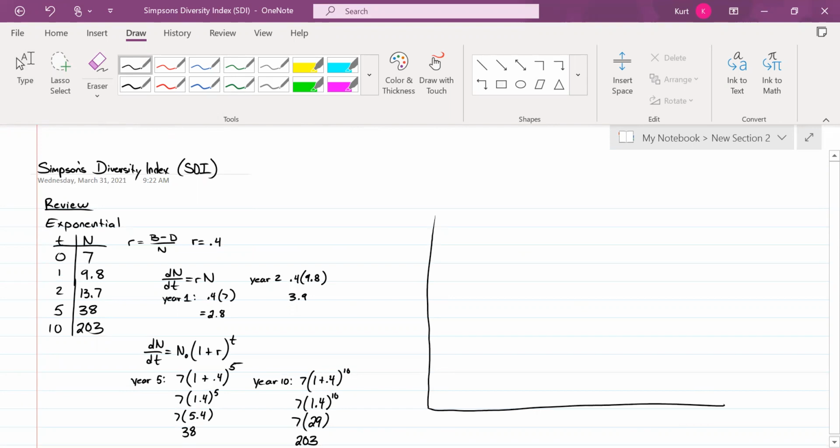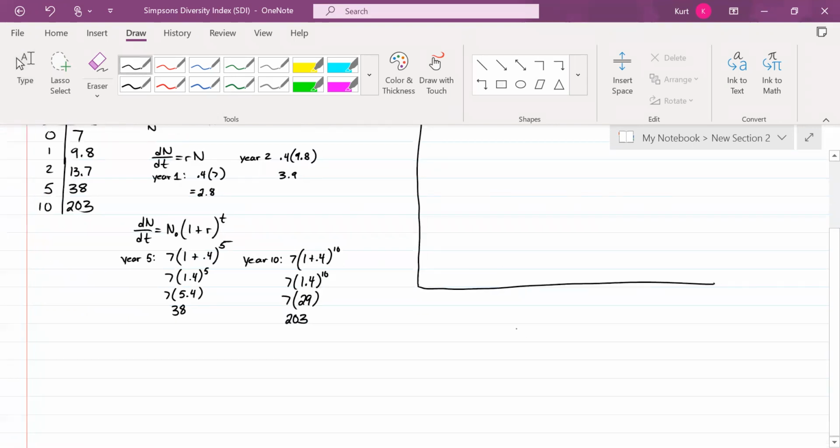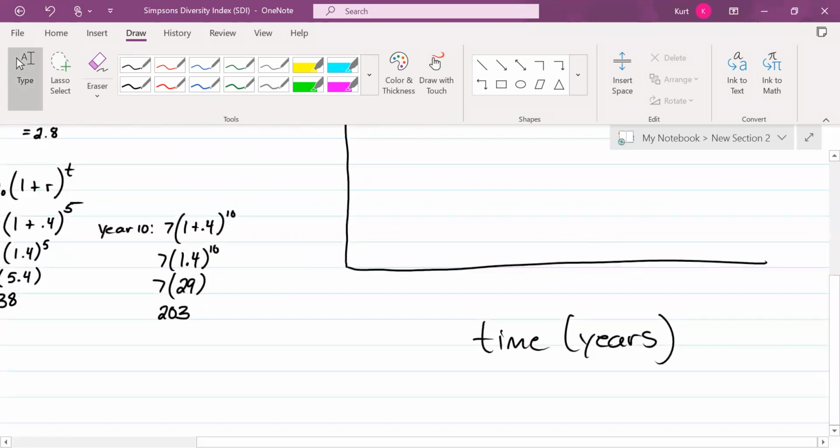We only go up to 10 years, so time will be measured in years. Remember, what you're doing here is worth points on the AP exam. You cannot just put 2, 4, 6, 8, 10 on the x-axis. You have to actually say what that 2, 4, 6, 8, 10 means. I'm writing that down right there. It means years. 2, 4, 6, 8, 10.